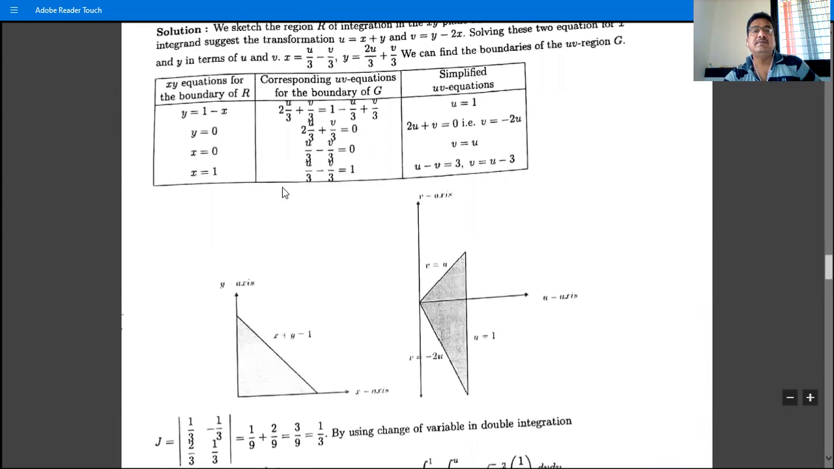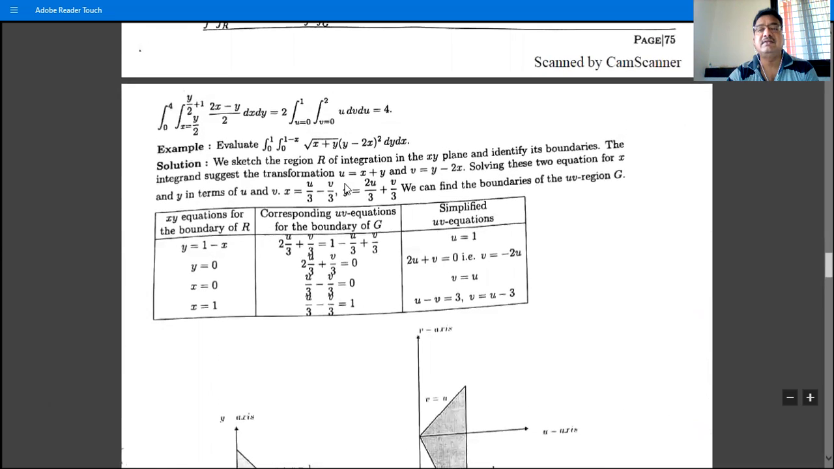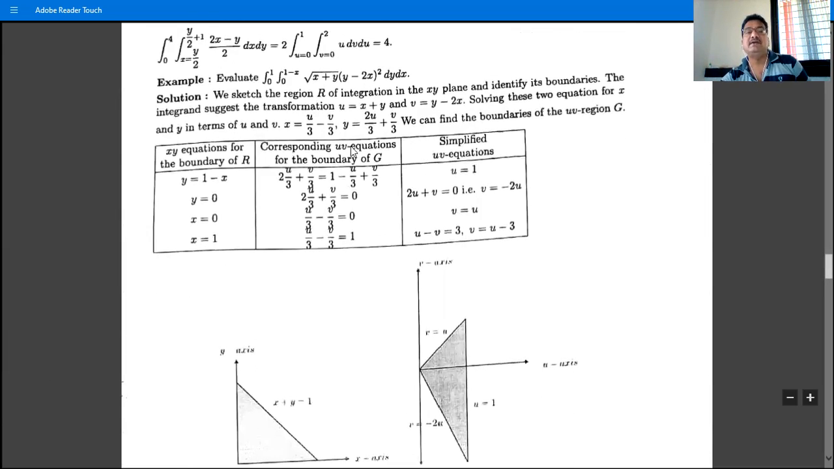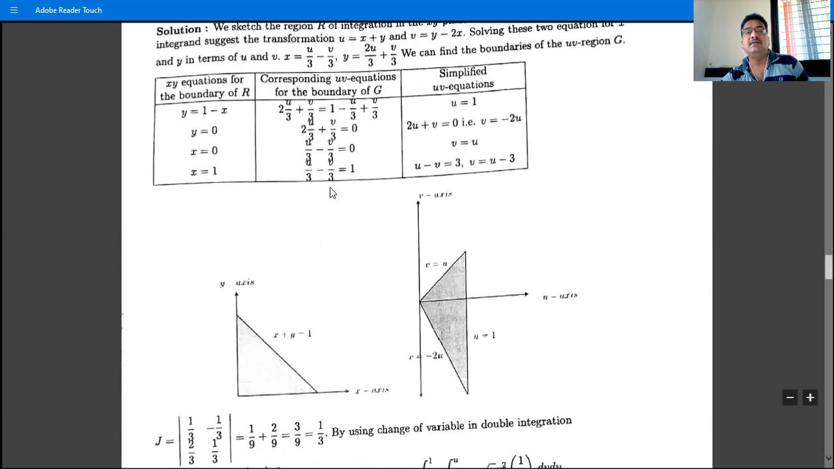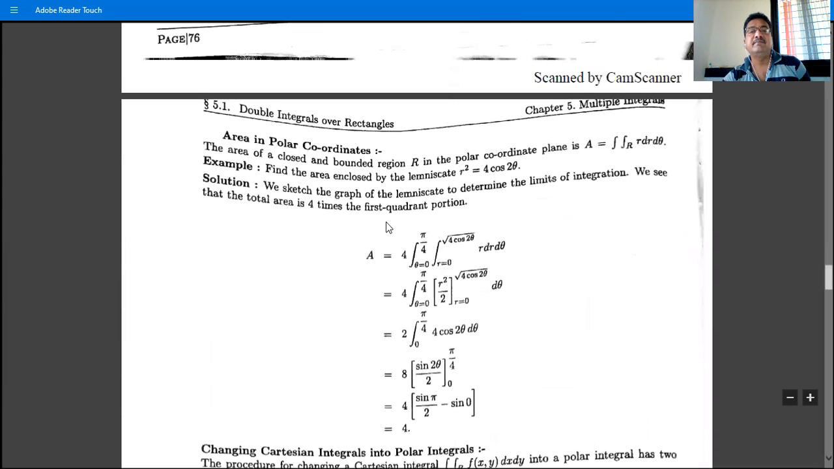Similar example: the double integration from 0 to 1, 0 to 1 minus x, root of x plus y times y minus 2x, bracket squared. This example is already covered in the previous lecture, that is, substitute u as x plus y, v as y minus 2x, and then find the values of x and y in terms of u and v, find the Jacobian, and then draw this figure, and we have the answer 2 by 9.